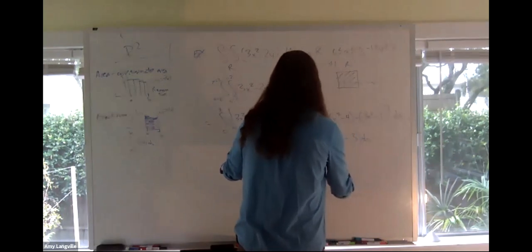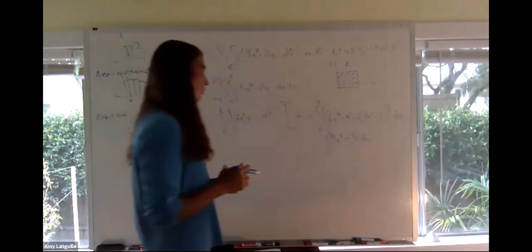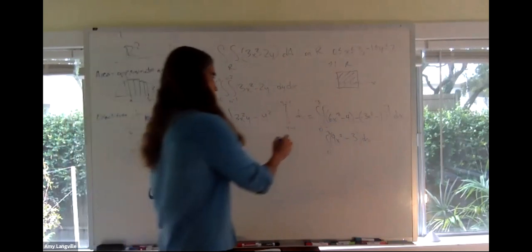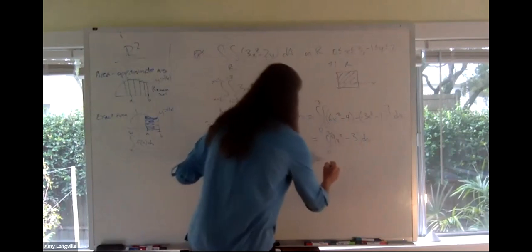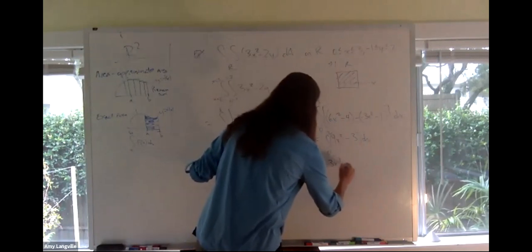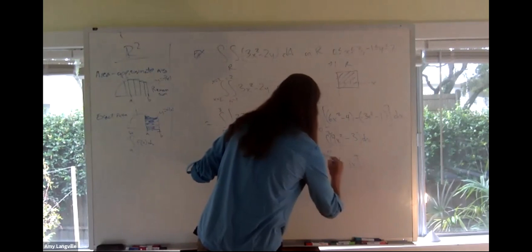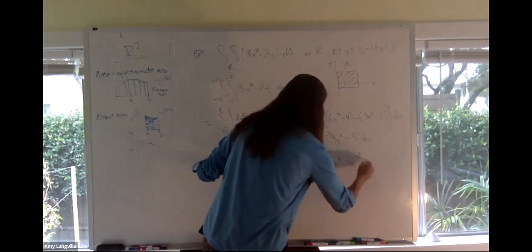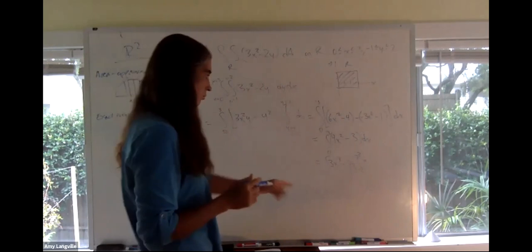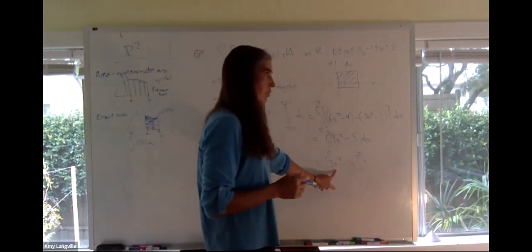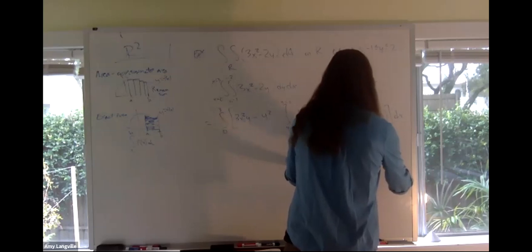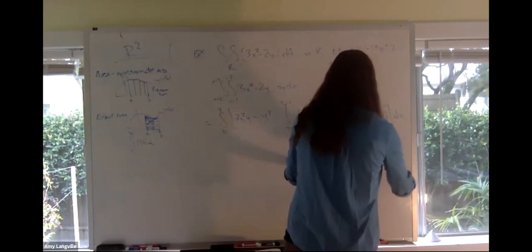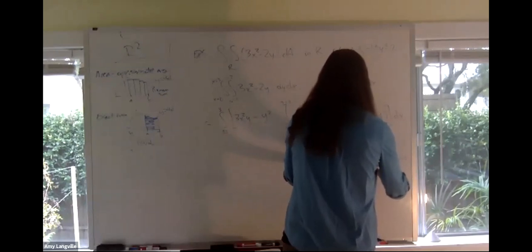I want to integrate this now when x goes from 0 to 3. Nine x cubed over 3 is 3x cubed minus 3x, evaluated from 0 to 3. Let's see, that's going to be 3 to the 4th is 81, minus 9, minus 0, minus 0. So what is that, 72?